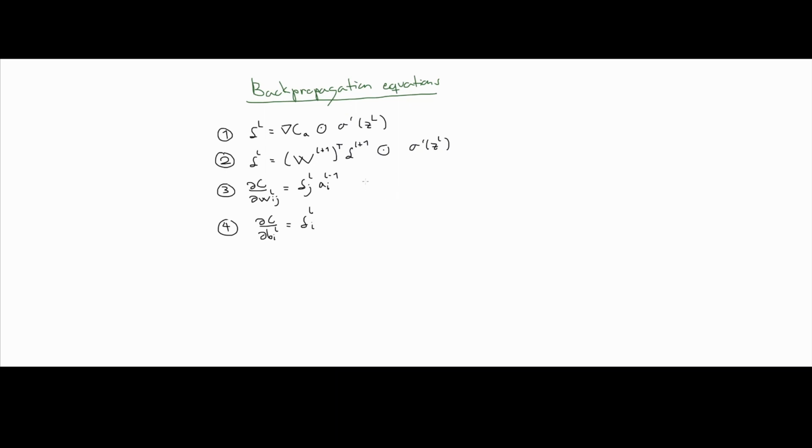At this point, looking at the original objective, we've now defined two of the four backpropagation equations, equation 3 and equation 4. Equation 3 was the partial derivative of the cost function with respect to any arbitrary weight parameter in our network, whereas equation 4 was the partial derivative of the cost function with respect to any bias parameter.